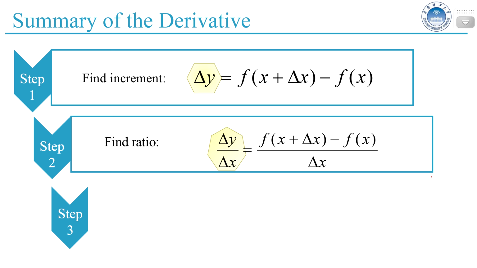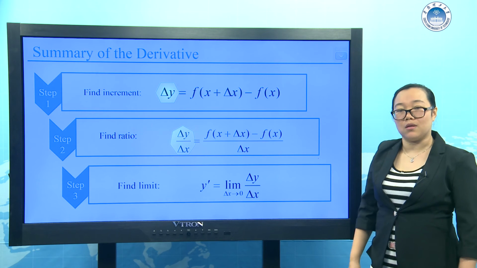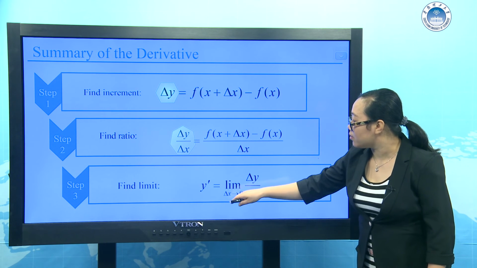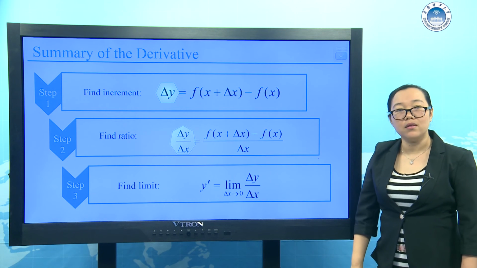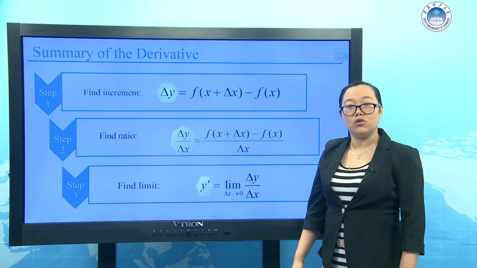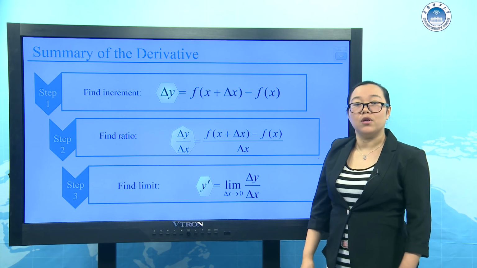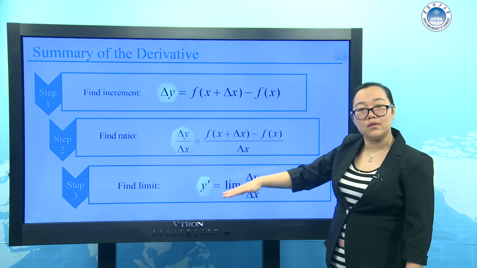How about step 3? Yes, try to get the limit. Find the corresponding limit. If the limit exists, what is our limit? Limit is some real number. If the limit exists, so y prime equals the limit of delta y over delta x under the condition delta x tends to 0. Try to understand the 3 steps. Do the increment. Find the ratio. Try to get the limit.